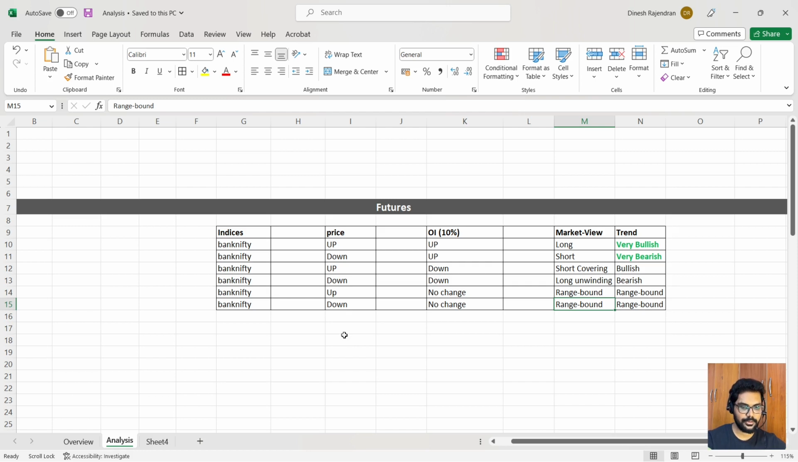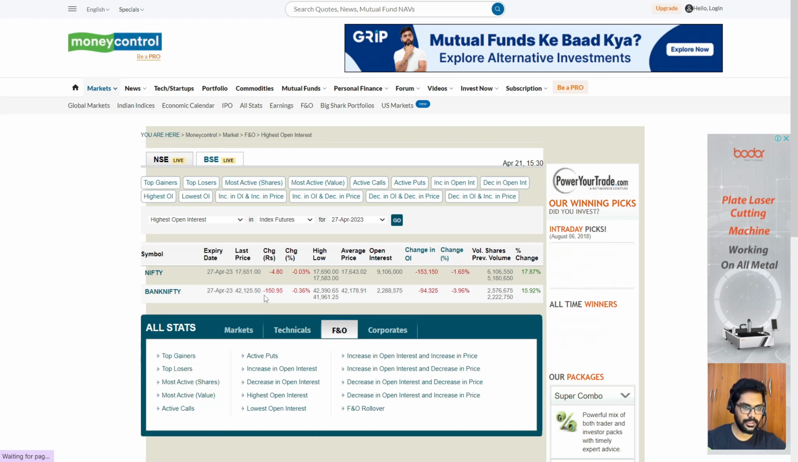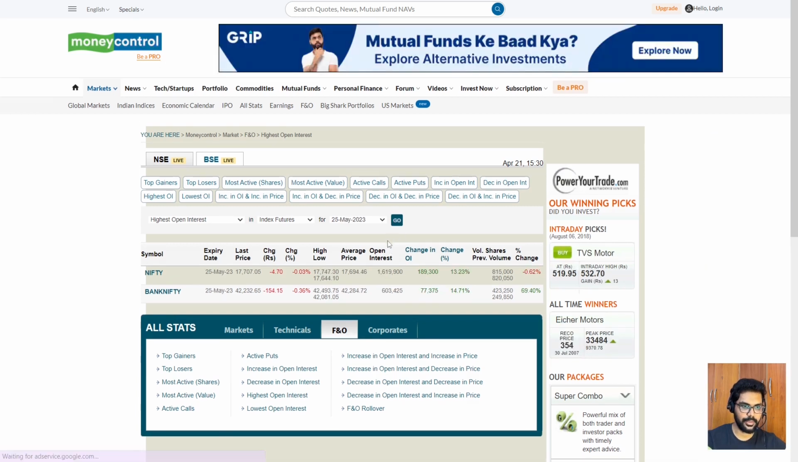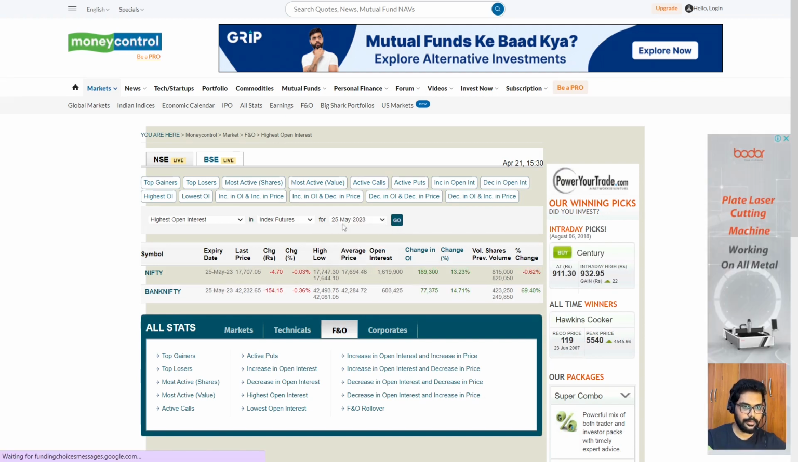Now you can ask one question: where can we check the open interest for futures? We can use Moneycontrol to check futures open interest. As of Friday, the Bank Nifty futures closed in red. It is down by 150 points, and you can see the open interest has not changed at all. But before one week, you have to check the next month open interest. So we'll consider the next month open interest, for 25 May. It is down about 50 points, but the open interest changed more than 10%. It shows 14% of open interest, right?